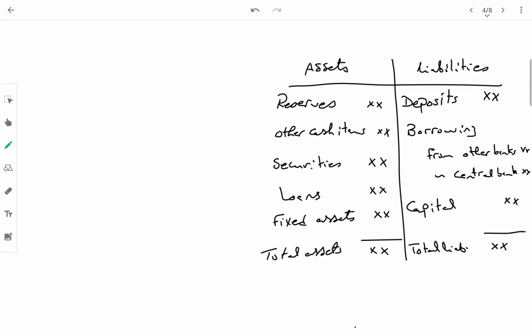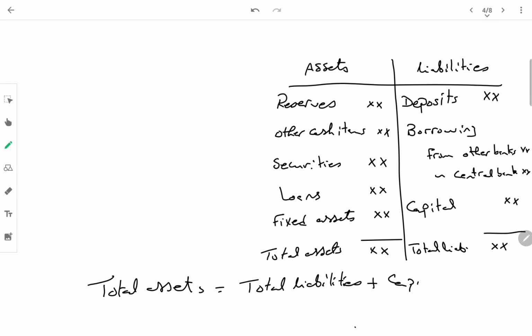The balance sheet identity holds for banks, which means that total assets equal total liabilities plus capital. In the case of banks, owner's equity is known as capital. So the accounting identity, or the balance sheet identity, of any bank is total assets equal total liabilities plus capital.